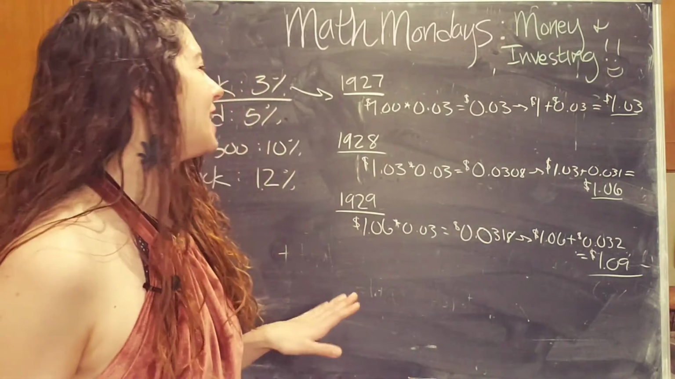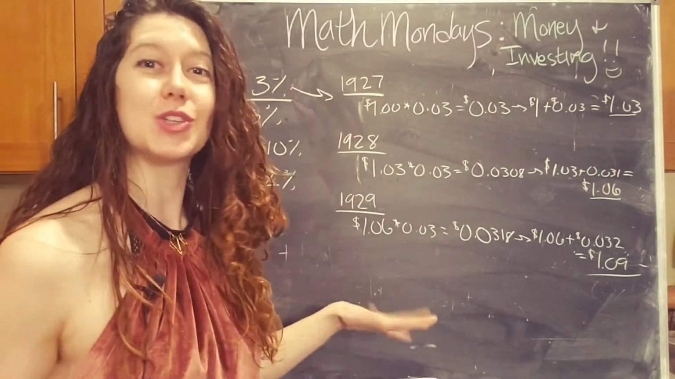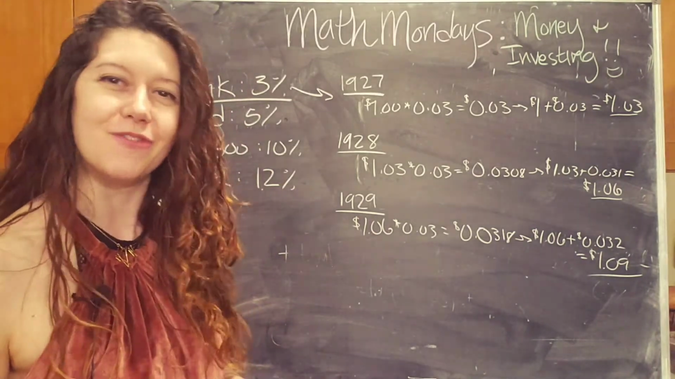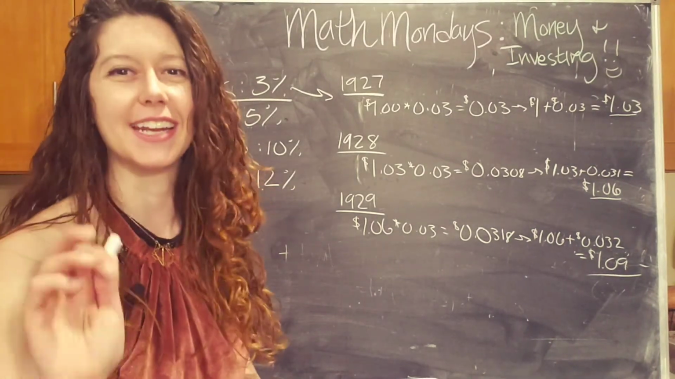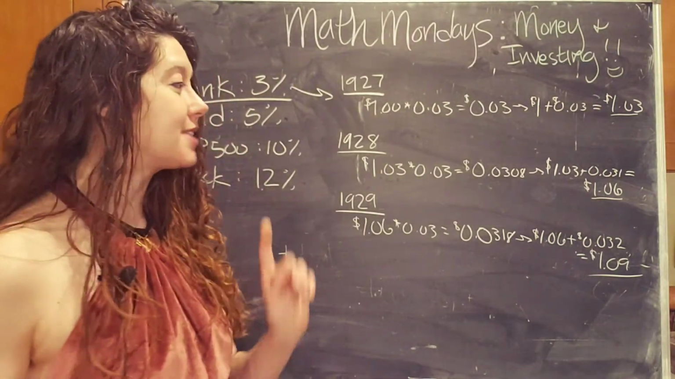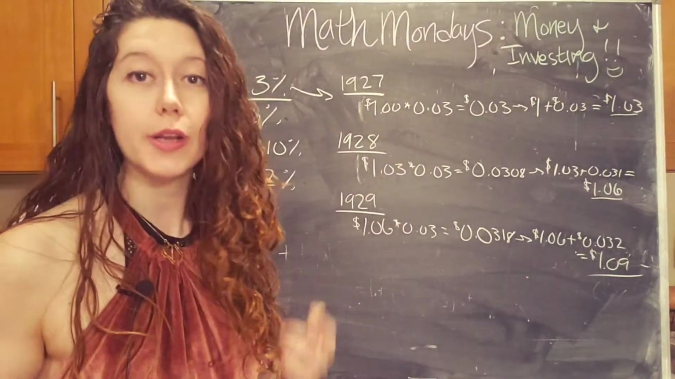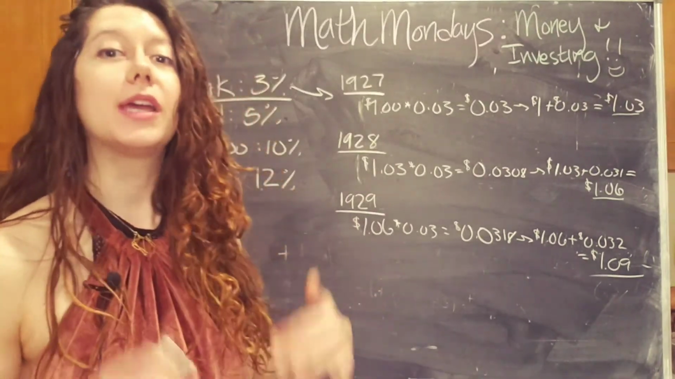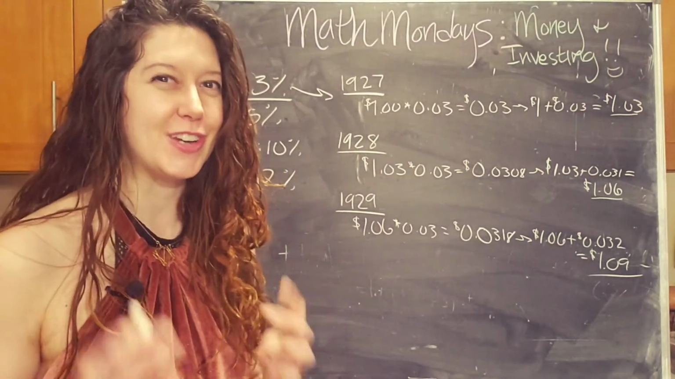Woohoo! Okay, so now you just do this all the way to the year 2020 and you figure out what the ending bank account balance is. Just kidding. We don't want to do that. That would take a really long time. And so let's use the work that we've already done to find a pattern in the math that we can then use to figure out an equation.